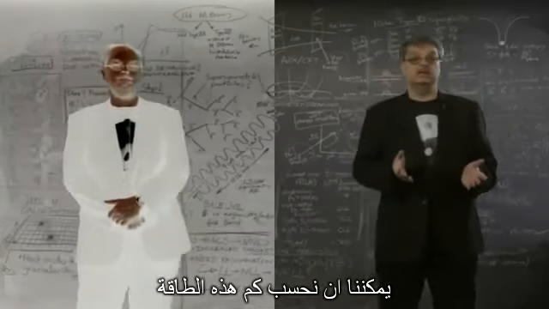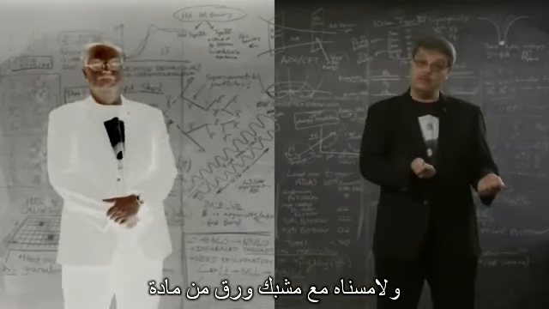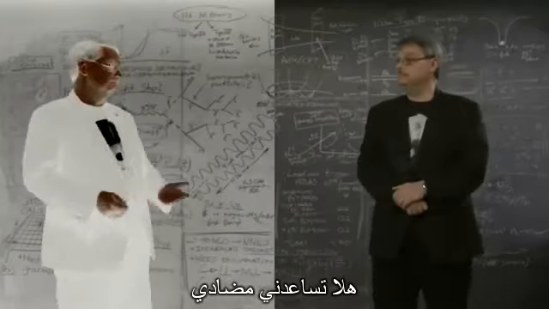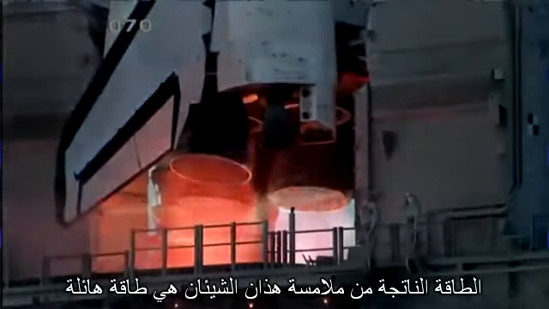We can work out just how much. Suppose we had an antimatter paperclip and touched it to a matter paperclip. Can you help me out, anti-me? Sure. We'll take these matter and antimatter paperclips and touch them together. The energy that would be released when these two things are combined is enormous. About 20 times as much energy as it takes to lift the space shuttle into orbit.